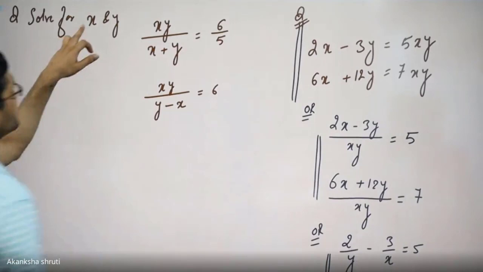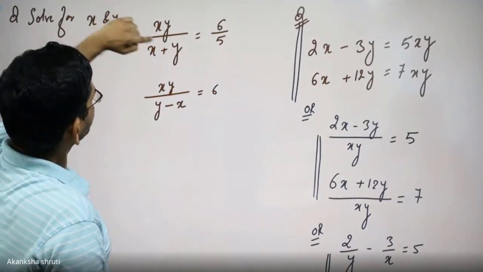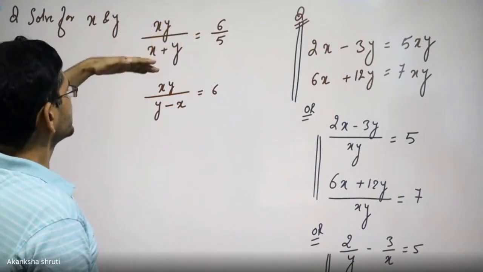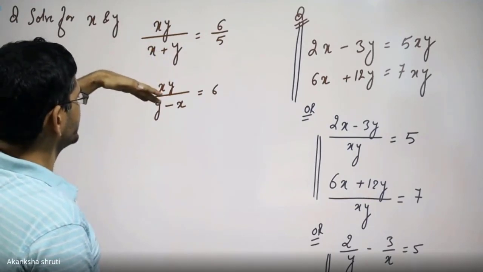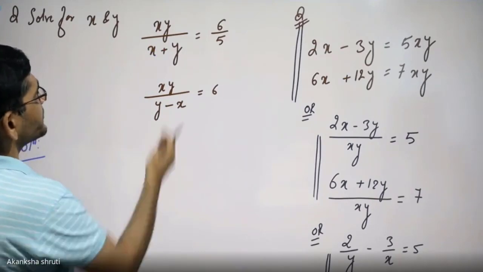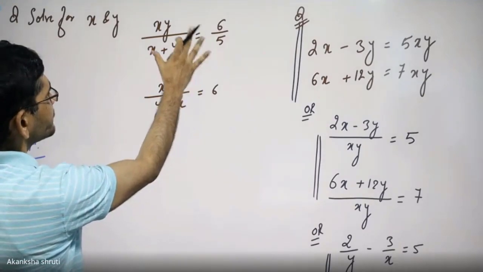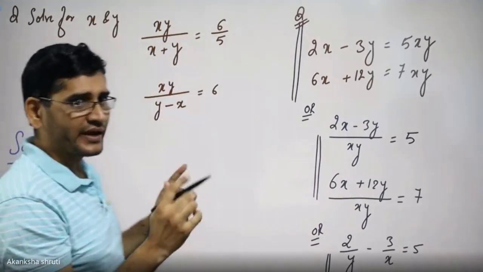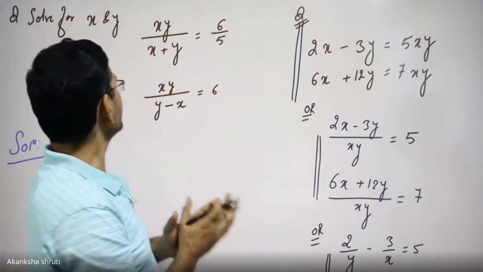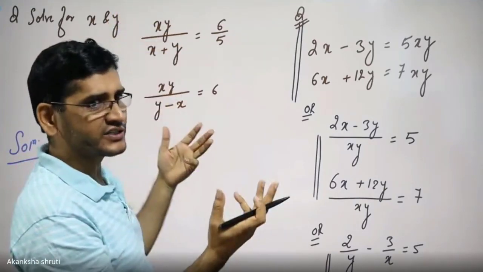We have to find the value of x and y for xy divided by x plus y is equal to 5 by 6. The other, xy divided by y minus x, is 6. Our purpose is to bring this into linear form. In linear form, in the numerator we shall have addition and subtraction. But here, in the numerator we have one term, and the denominator has the addition and subtraction.